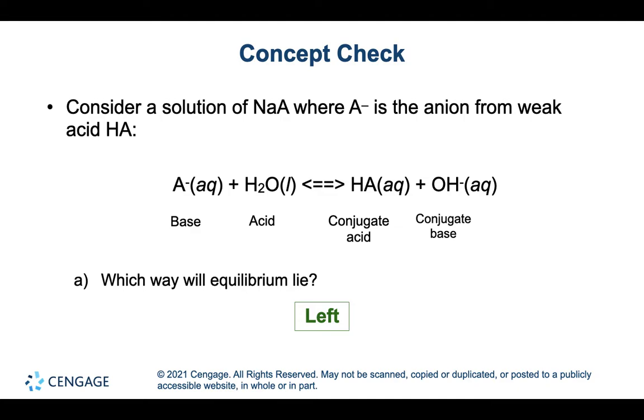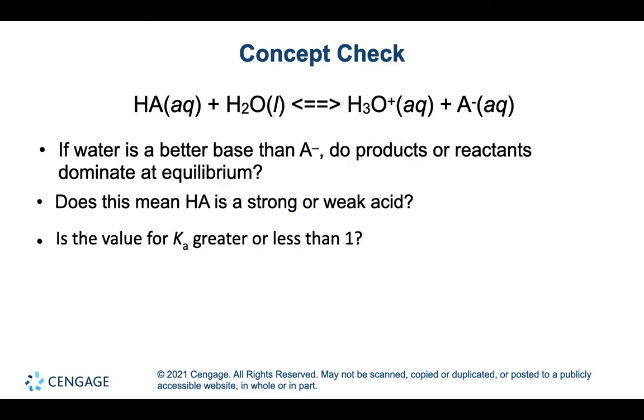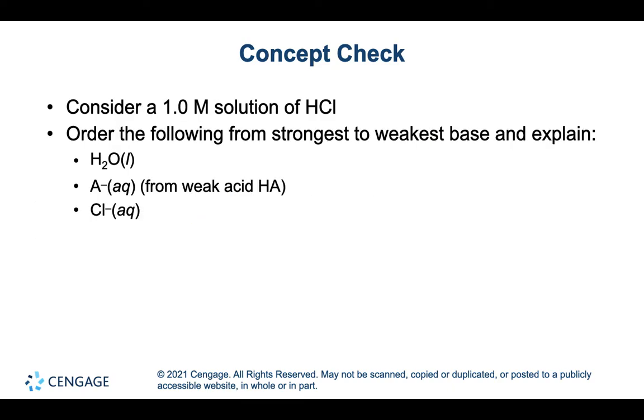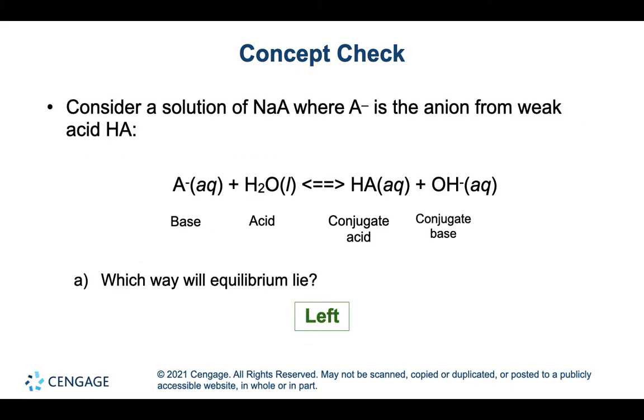This equilibrium would lie to the left because it would be a weak base, not a strong base. Now, remember, we were talking earlier about A minus taking H plus from H3O plus. Now we have a little different situation here. The A minus is trying to take H plus away from water. It's much easier to take H plus from hydronium than it is from water. This would actually be a weak base, and the equilibrium would lie to the left.